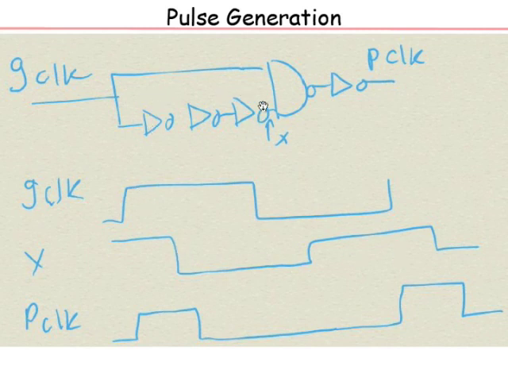And you can control the pulse width by playing around with this delay chain. You can put more delay, less delay. You can have tunable delay, etc. So you can control the pulse width. You can also think of how to modify this to allow gated pulse clock. Okay, how do you do that? So you can think about that.